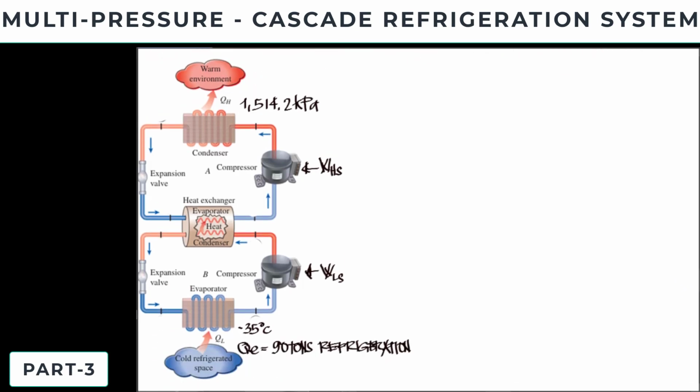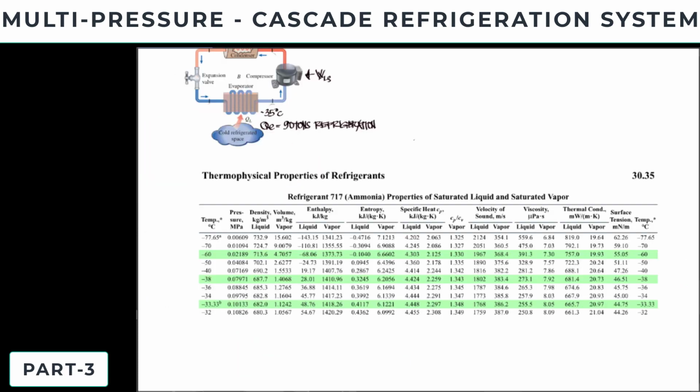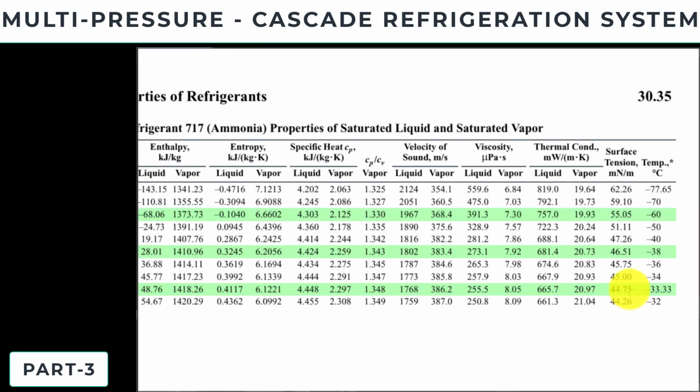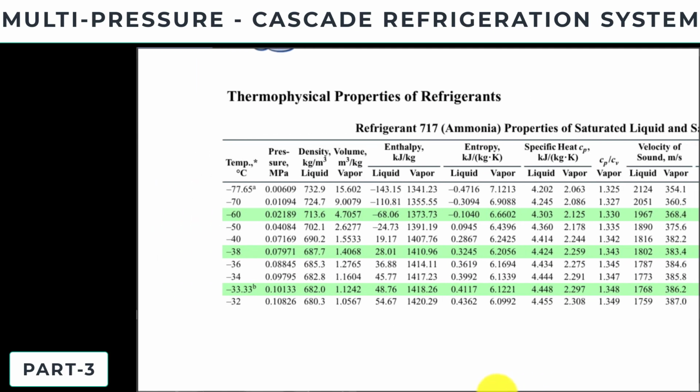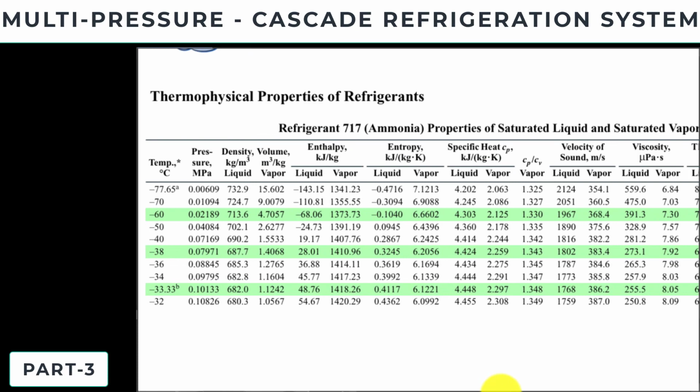Let me bring down here the table of thermophysical properties of refrigerant 717. You will notice we have -35 degrees, which is not given in the table, but we are in between -36 and -34. So what we have to do is interpolate the values in order to get the values of the enthalpies.